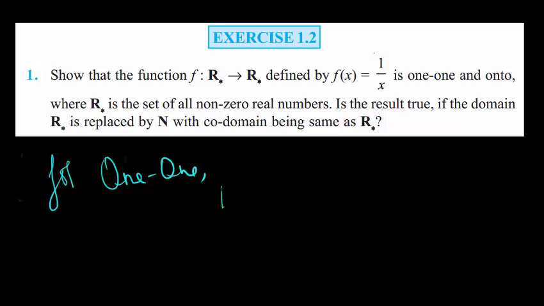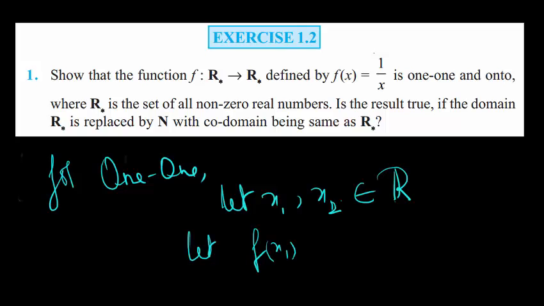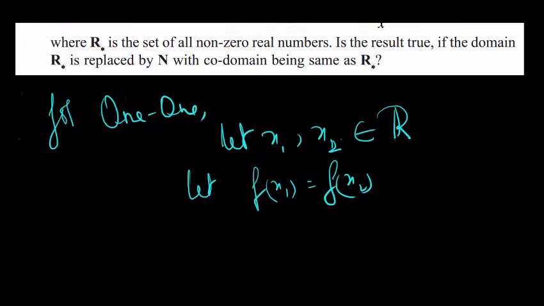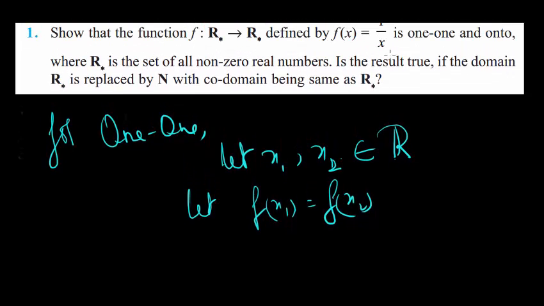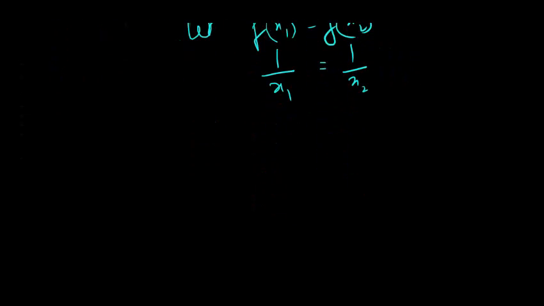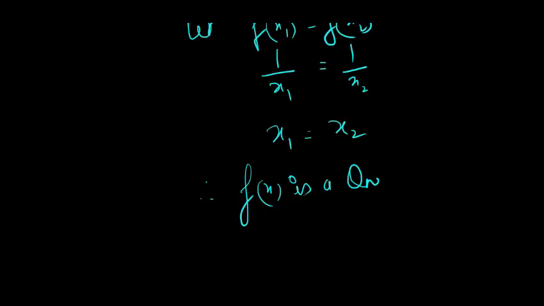For one-one, let us take two elements x1, x2 belonging to the domain, the first set, which is R itself. Now put the condition: let f of x1 be equal to f of x2. Then substitute. f of x is equal to 1 over x, so f of x1 is 1 over x1, and here it's 1 over x2. Now when you reciprocate both of them, you get x1 is equal to x2. So therefore f of x is a one-one function.